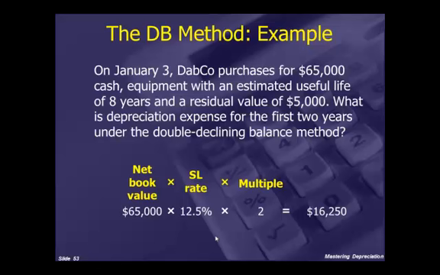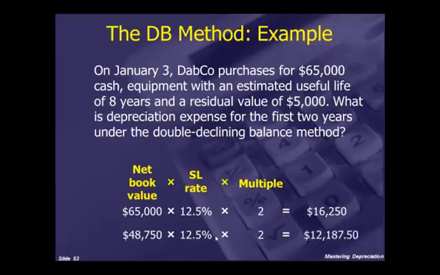So that will give us $16,250 for depreciation using double declining balance in the first year. Now, the net book value for year 2 is to take the $65,000 less the depreciation expense for the first year of $16,250, and we have $48,750 that we're going to multiply times the 12.5 times 2. Or we could have combined these last two and just simply say $48,750 times 25% or 0.25. That's going to give us a lesser amount.